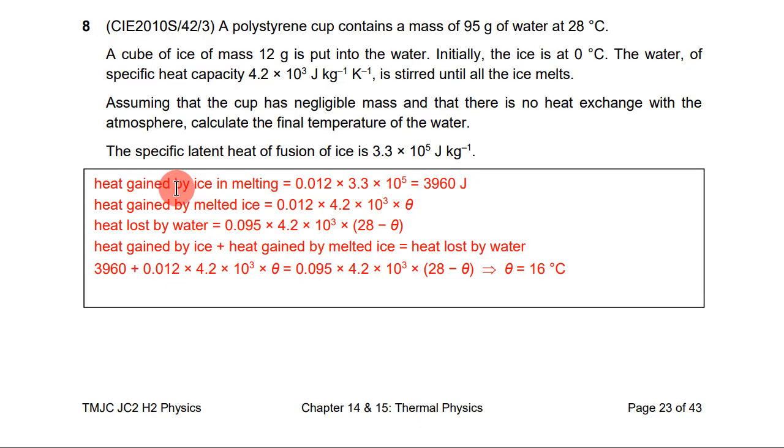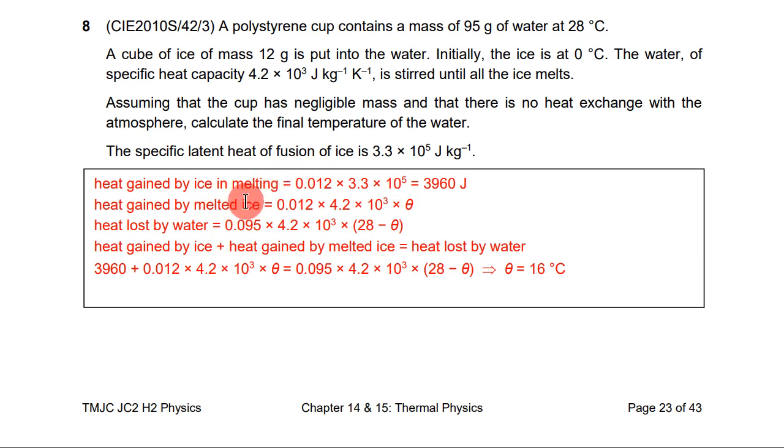The heat gained by ice, there are two stages. First, the ice will melt when it gains the heat. We use the latent heat formula, ml, where m is the mass of the ice, 12 grams.